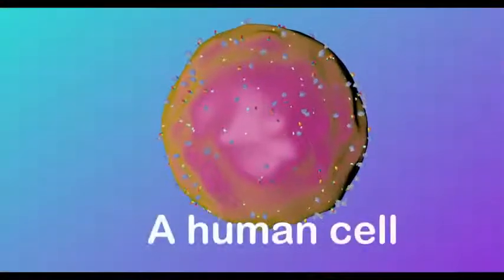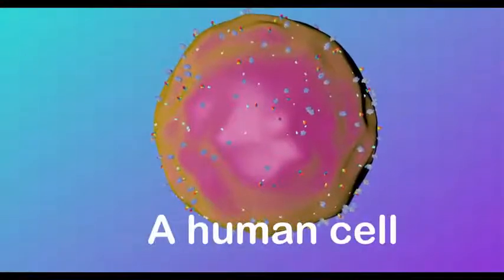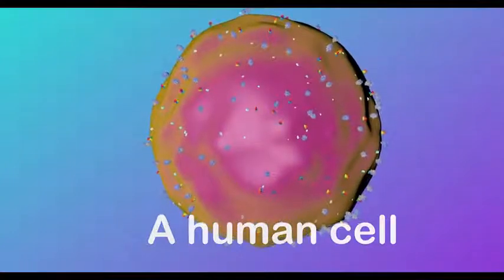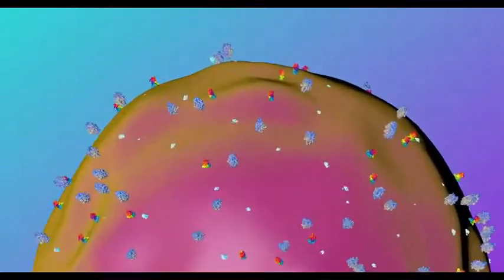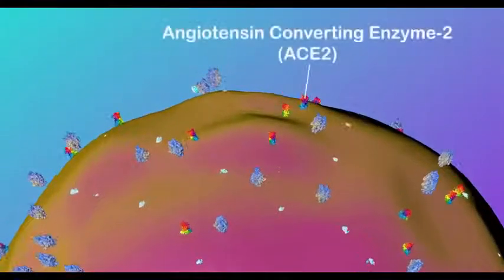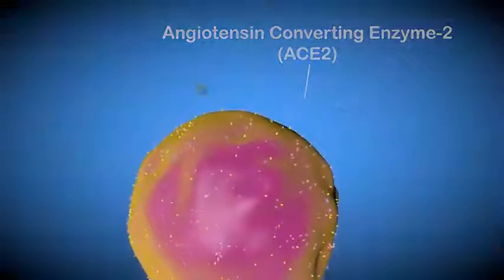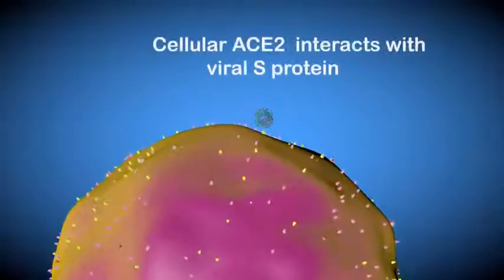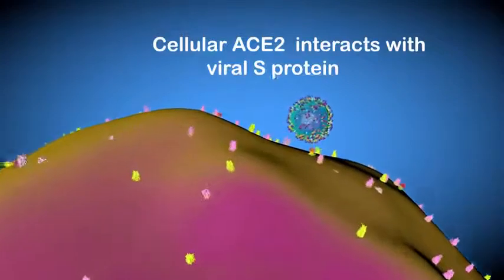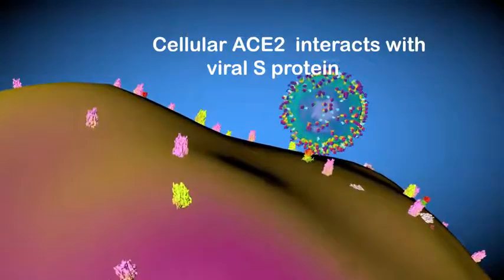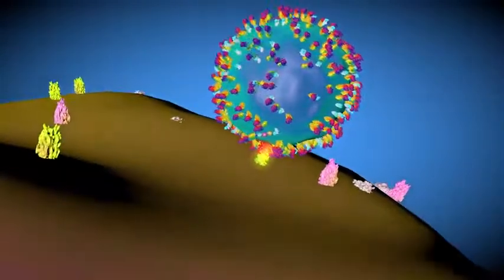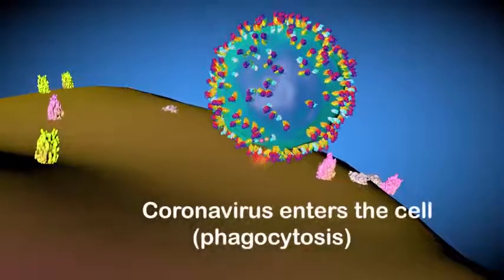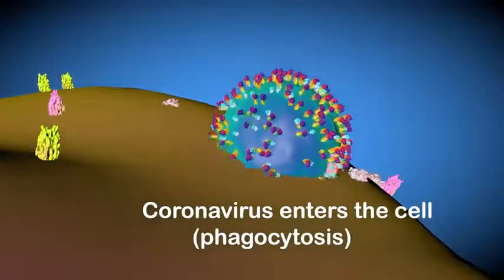This is a human cell, one of the main targets of the coronavirus. On the surface of a human cell, there are lots of surface proteins, one of which is called angiotensin-converting enzyme 2, or ACE2. Scientists have identified ACE2 as a protein that interacts with the S protein, leading to the entry of the virus into a target cell. After ACE2 recognizes the S protein, the virus is driven inside and begins to hijack the cell.